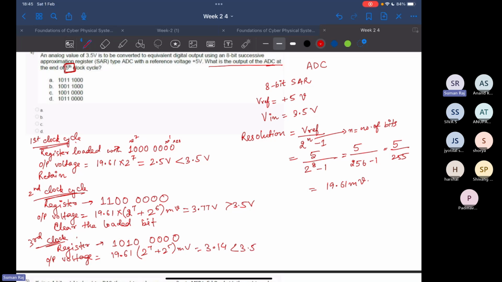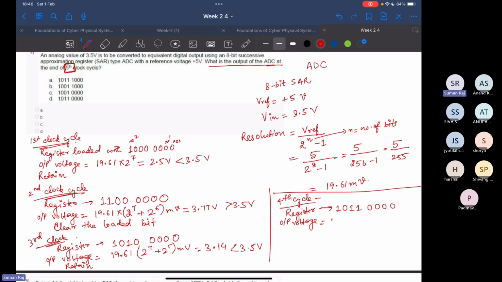Again, this is less than 3.5. So what are you going to do? You are going to retain it, right? So now your fourth cycle is there. In the register, what will you have? You will have 1, 0. You have to retain the third bit, so retain it, and in the fourth bit, you put 1 because this is your fourth cycle now, 0, 0, 0, 0, right? So now what is our output voltage?